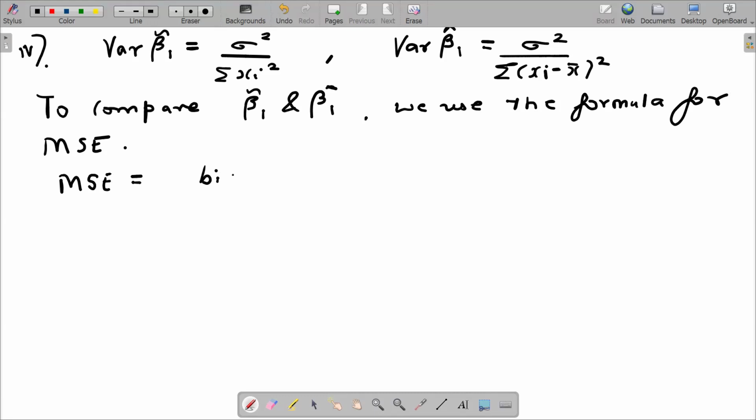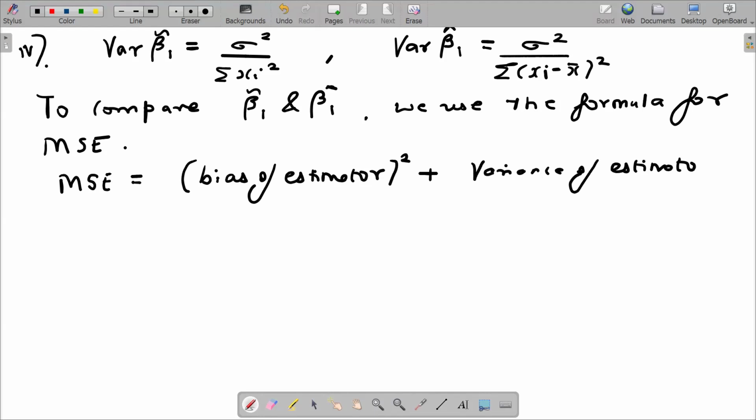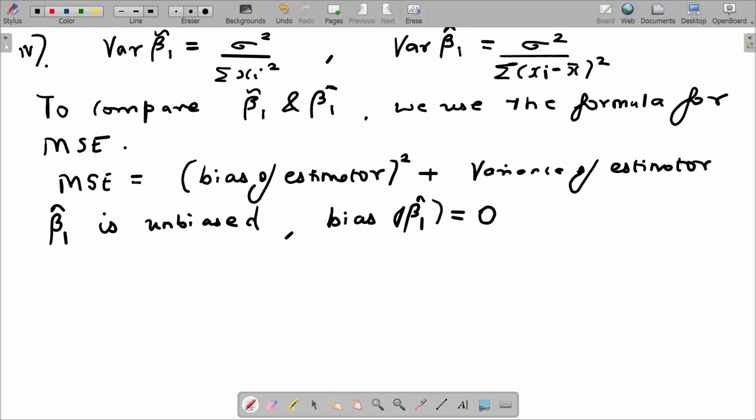Mean square error is the bias of the estimator square plus the variance of the estimator. Now if I look at beta 1 hat, which we obtain from OLS, it is unbiased. So that means the bias of beta 1 hat is equal to 0. But if you look at the variance, we have just shown from part 3 that variance of beta 1 hat is greater than variance of beta 1 tilde.